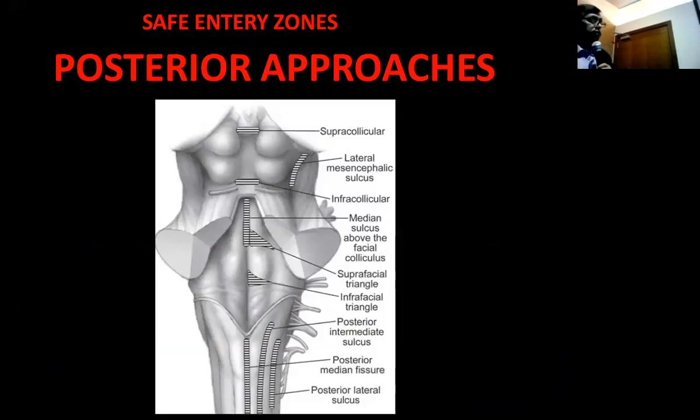So posterior approaches, as we said, here's the midbrain, you can go between the two superior colliculi or underneath the inferior colliculi, you are in the midline. This is the lateral mesencephalic which we described. Here is the medial sulcus. Medial sulcus here is okay, but here it's not okay, you should not open here. And you look for the facial colliculus. Again, here the midline is okay, and then the anterior lateral and posterior lateral views. This is the hypoglossal triangle and vagal triangle.